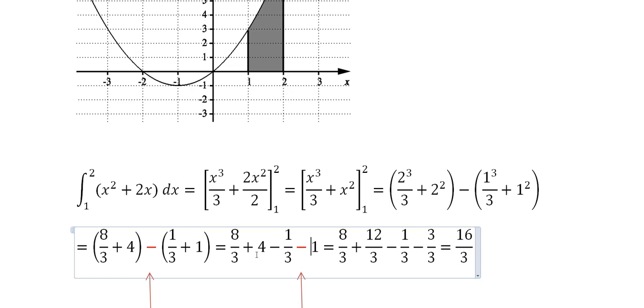Now let's make this 4 and this minus 1 into thirds. So we just multiply and divide by 3, then we get the 4 is going to be 12 over 3, and the 1 is going to be times 3 divided by 3, which is 3/3. So 8/3 plus 12/3 minus 1/3 minus 3/3 is going to be 16/3, 16 over 3. Let's check this with a calculator and see if we get the same answer.